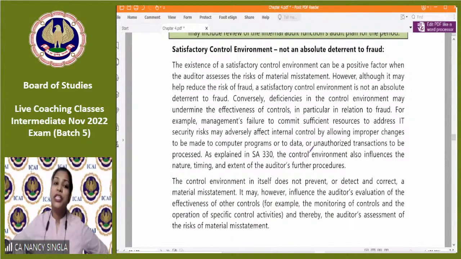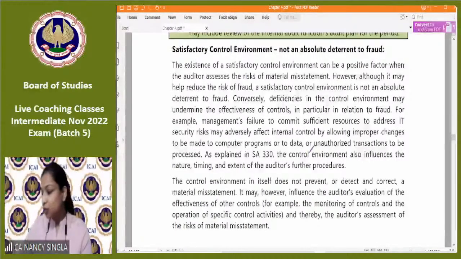So if a question comes that since a satisfactory control environment is not an absolute deterrent to fraud, it is not necessary for the auditor to understand it, the answer is no. Why? Because though a satisfactory control environment is not an absolute deterrent to fraud, it acts as a positive factor in the auditor's assessment of risk of material misstatement. Based on his assessment regarding the control environment and internal control, only then can he decide the nature, timing, and extent of audit procedures. Okay? So is it clear?